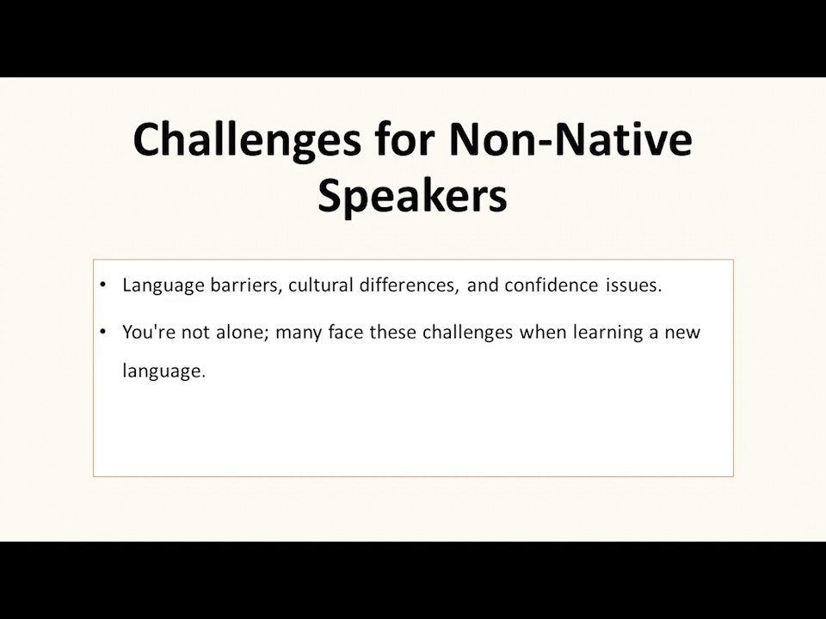Then there are cultural differences. English is not just about the words, it's about understanding cultural nuances as well. Every culture has its own way of using language. So certain expressions or gestures might have different meanings in your culture. And understanding these differences will help you navigate between cultures.